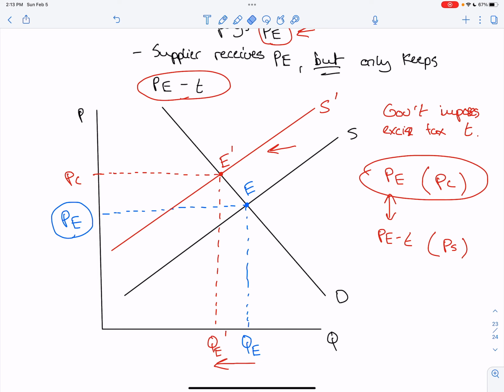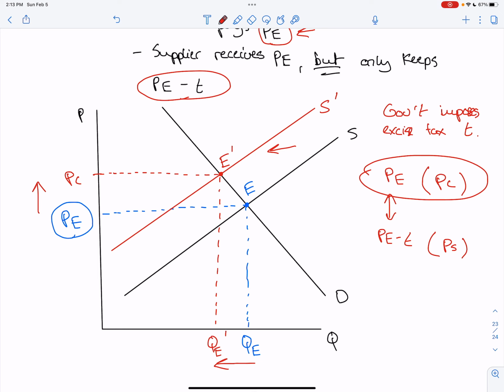So the government imposes this tax, okay, equilibrium quantity shifts to the left, and equilibrium price, of course, increases, resulting in a new equilibrium price, which we're calling PC, the consumer price. Now, the difference between PC and PS is going to be the amount of the tax, right?